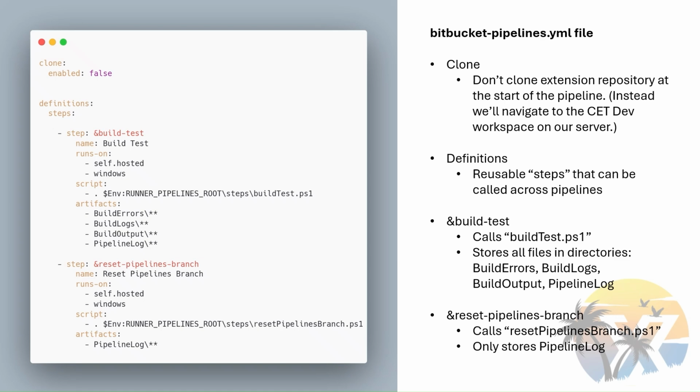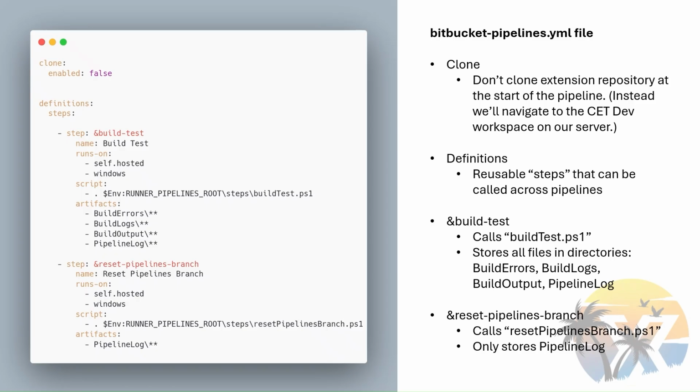And so this is what I mean by saying that since these PowerShell scripts are in a separate repo, I can update this build test script and push changes to it whenever I want. And the YAML file won't require any changing because the YAML file is just pointing at this PS1 script.